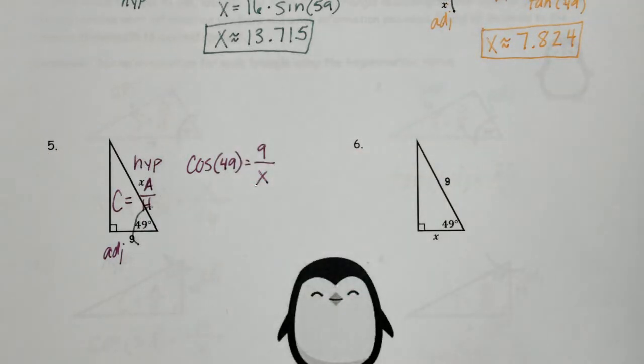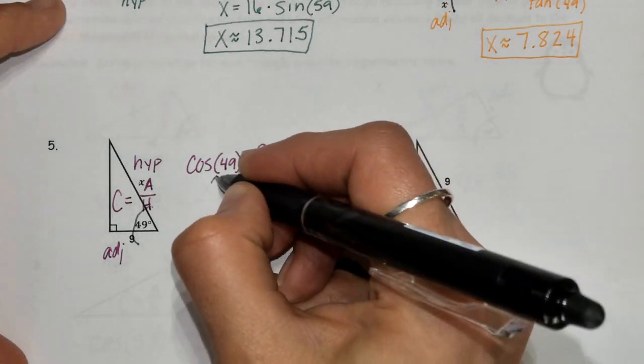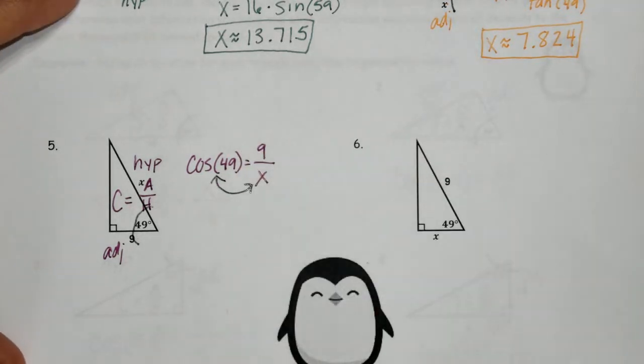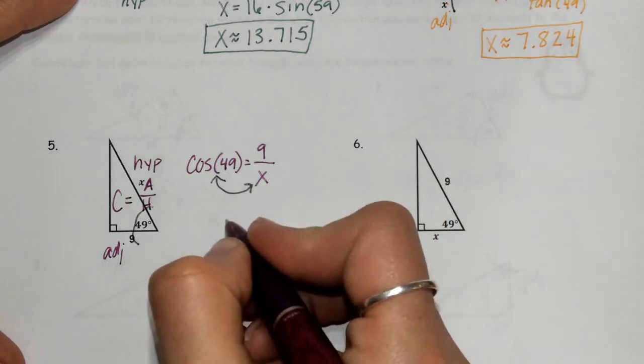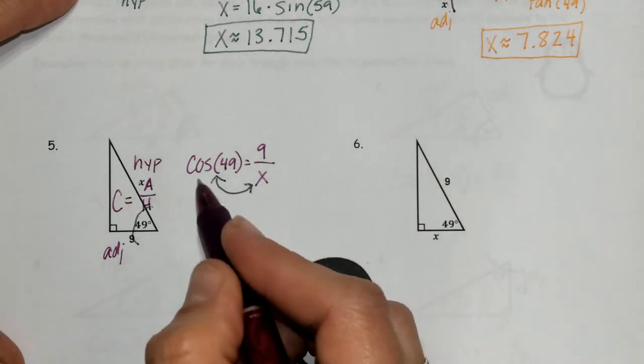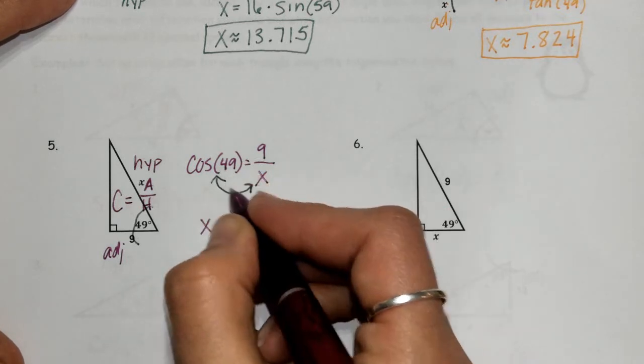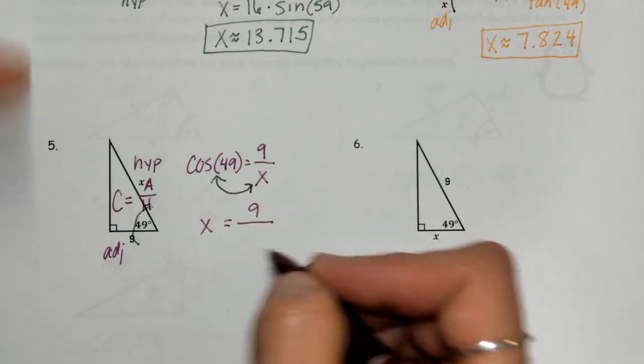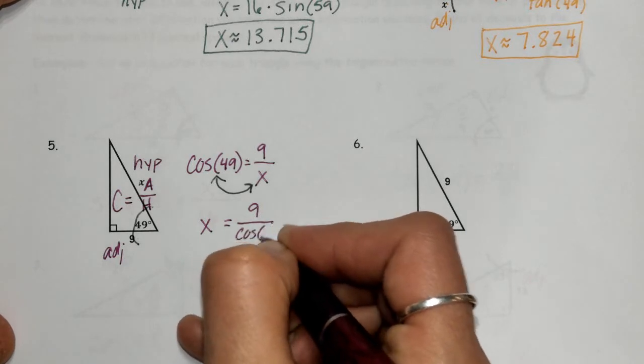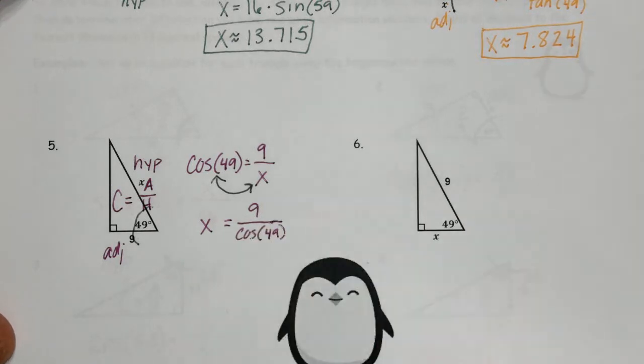I'm seeing that my x is in the denominator, divide. Switch and divide. Denominator, divide. So we're going to switch these 2 around. I've got my equal sign here. My x is going to move to the left. And then that cosine of 49 is going to move to where x was. They're just switching places. So we have cosine of 49.